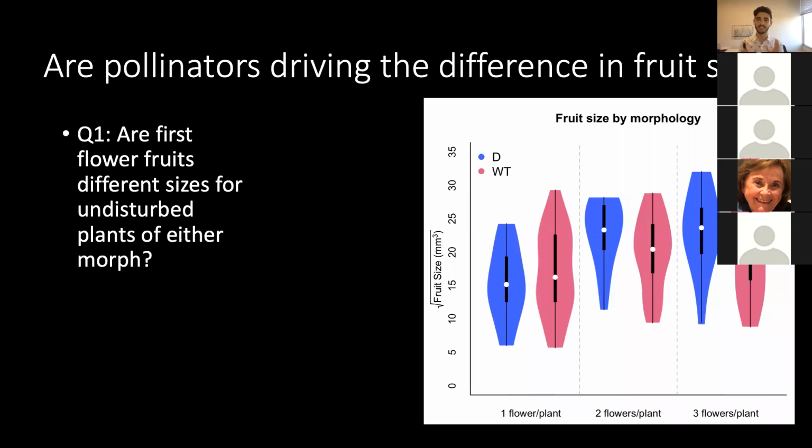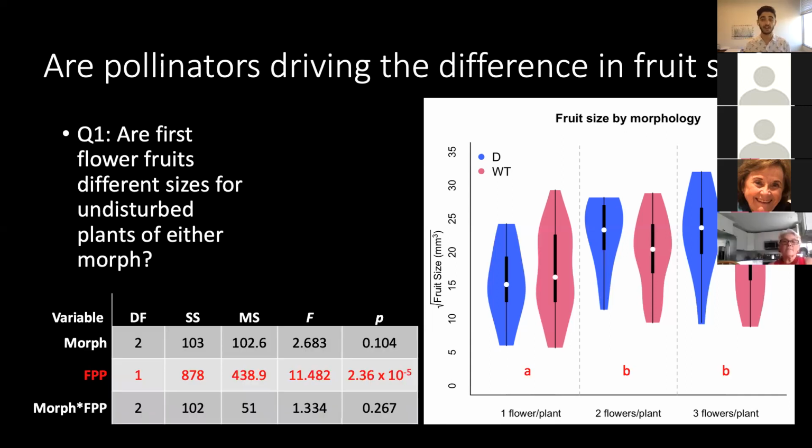This is the results. And this is the same type of graph I showed you a moment ago with fruit sizes, but we have it divvied up by the first flower fruit from one flowered plants, the fruit that developed from the first flower position in 2 flowered plants, and then again in 3 flowered plants. And again, looking at this, you can tell that between morphs, there's not a huge amount of variation, but between plant size, essentially plant number, flower number, there is.